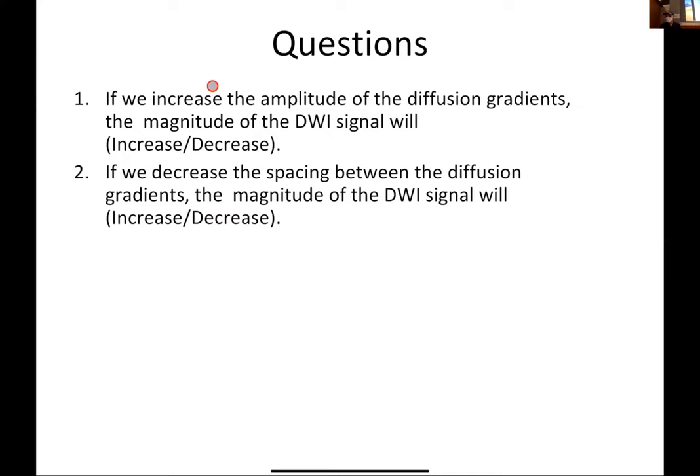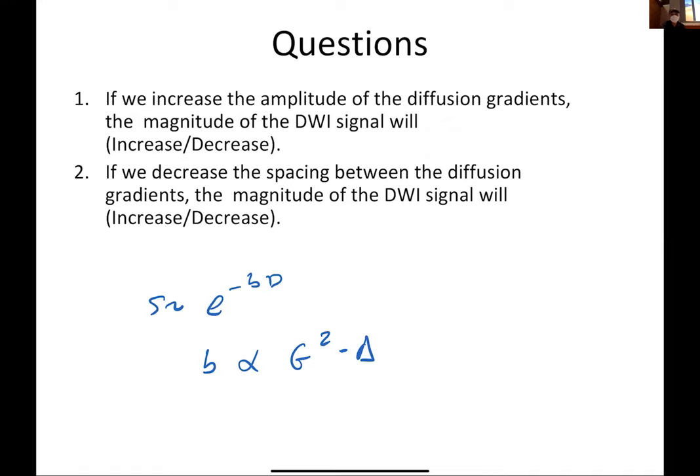If we want to look at it from an equation point of view, we have e to the minus bd, signal is proportional to that. We said that b was proportional, for example, to g squared times delta, where delta is the spacing and g is the amplitude of the gradient. So obviously, if we make g bigger, then b is going to get bigger, and so e to the minus bd has got to get smaller.